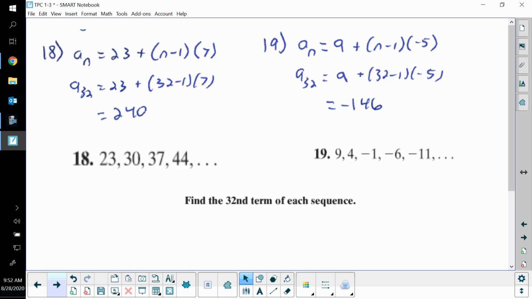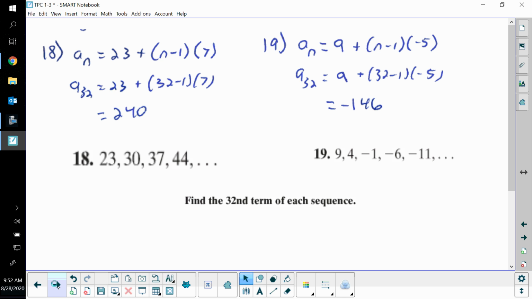We want to find the 32nd term. In 18, recognize you're adding 7 each time, which is what tells us it's arithmetic. So use your arithmetic sequence formula. Your a1 is 23. We'll have 32 for the n, so 32 minus 1, and your d is 7, so you get back to 40.